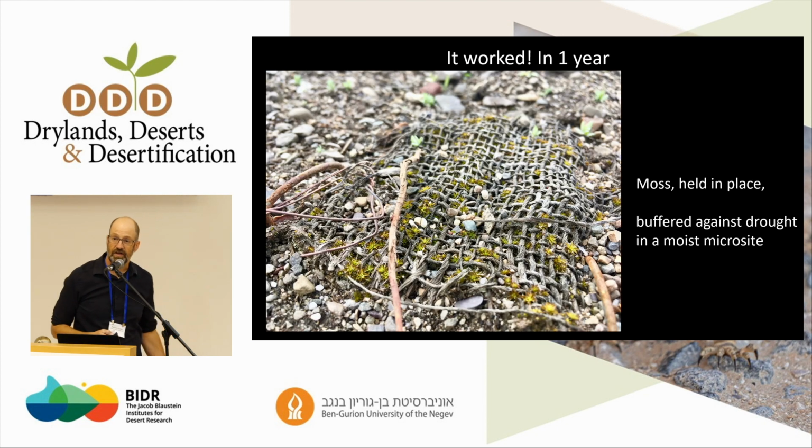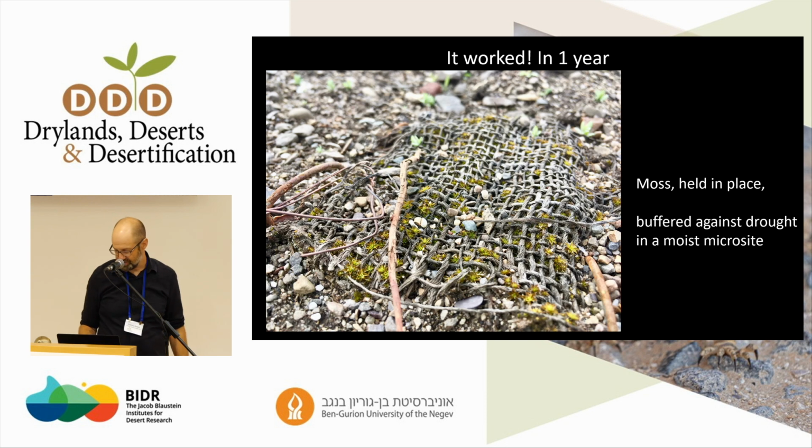So this is what that looks like. So after a year, we made a high moss cover patch with a piece of cloth over it that will eventually rot. And we think this worked because our moss is held in place by the cloth, and it's also buffered against drought because we've created a moist microsite that retains water and provides shade.